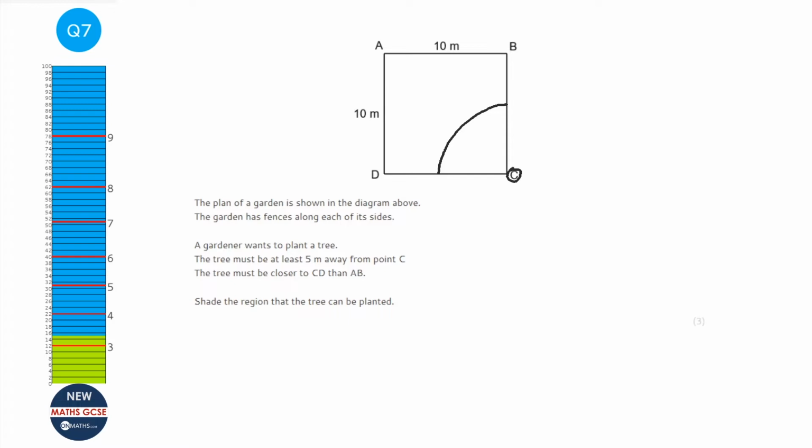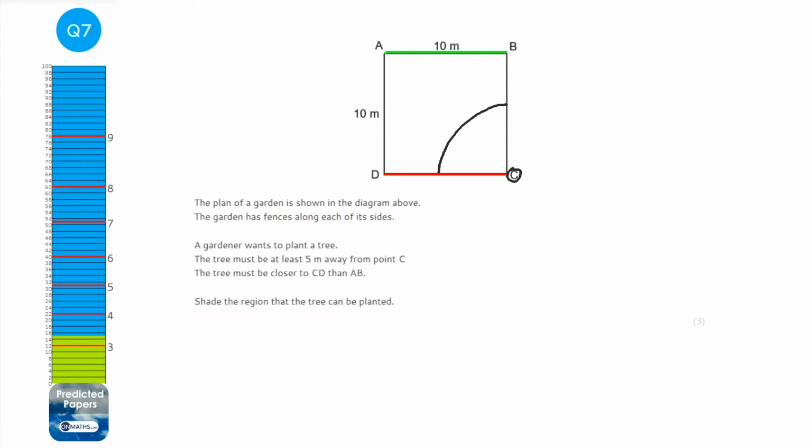Now it says the tree must be closer to CD, which is this bit here. So it's got to be closer to this than AB, so than this. So what we need to do is ensure that it's closer to the red line than the green line. Now to do this, you need to do a perpendicular bisector of AD or BC.